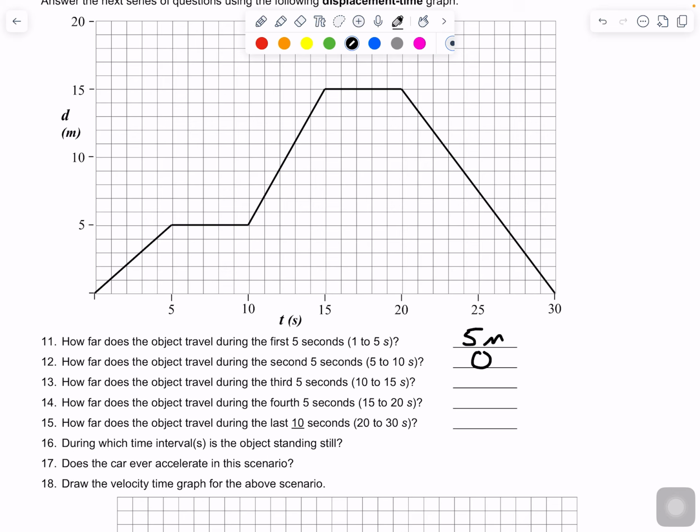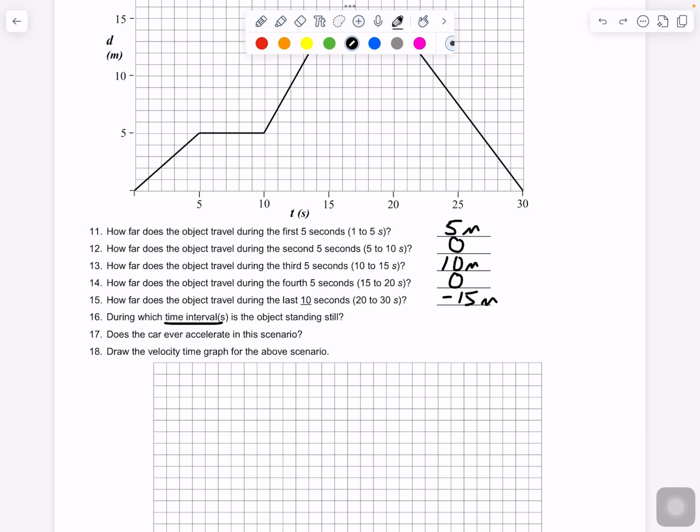During the third 5 seconds, you see it goes from 5 to 15, so it moved 10 meters. During the next 5 second interval, it went 0. During the last 10 second interval, it went negative 15 because it went from 15 back to 0. This indicates the negative slope that you see here.